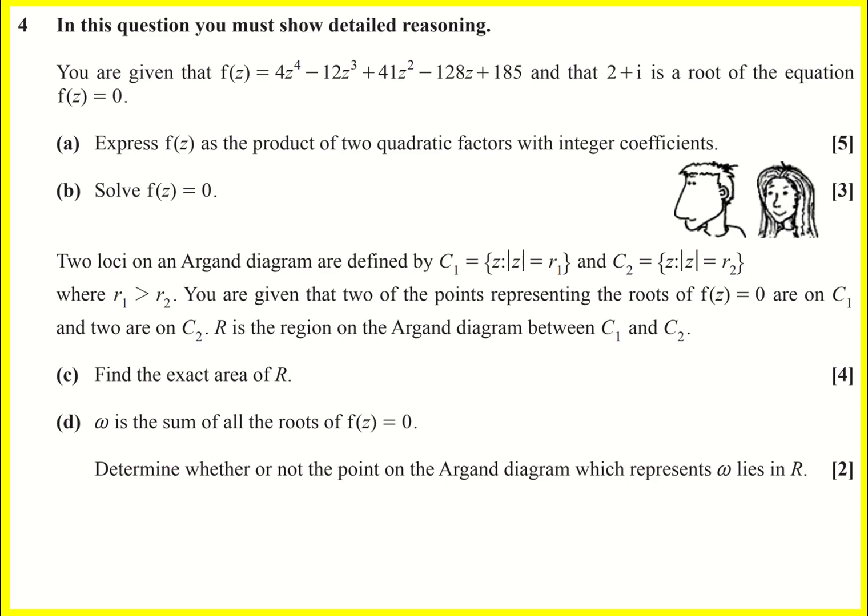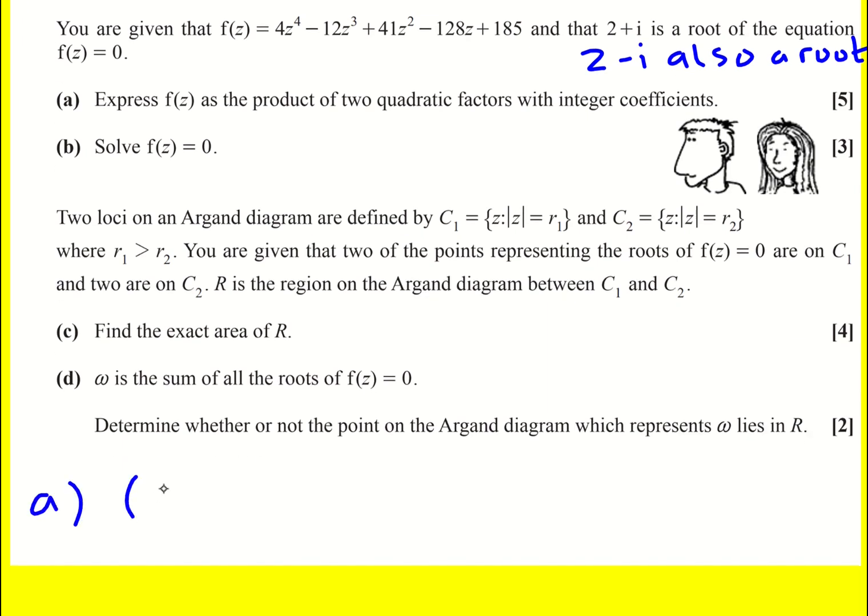Right, let's do this. We've got a quartic equation here with complex solutions, one of which is 2 plus i. We get another one for free. 2 minus i is also a root, because that's the complex conjugate. I'm not going to go into detail on where that comes from, but it's a fact that you need to be aware of. So if I want to express f(z) as a product of two quadratic factors, I can get my first quadratic factor from these.